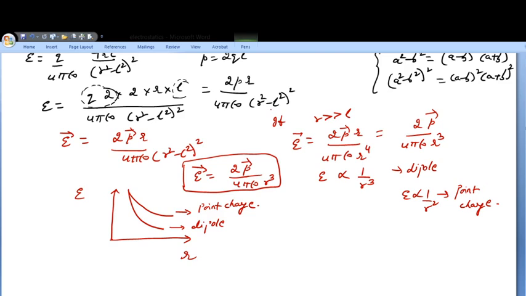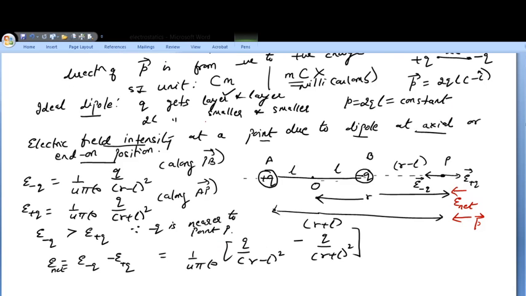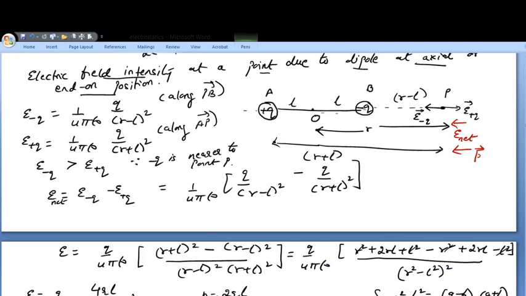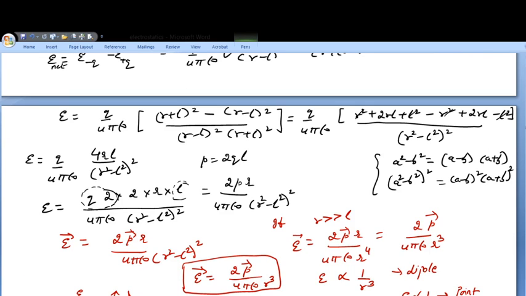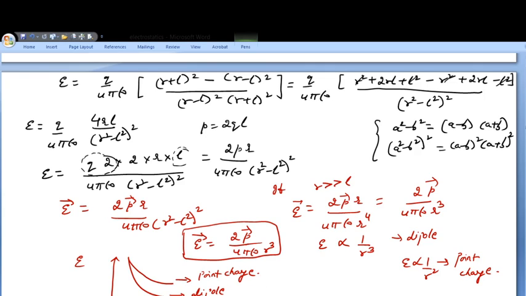So let's get back to this derivation. Just a quick recap of this derivation. What we have to do is find out the electric field intensity at a point due to dipole at axial. So this line which is here is axial. What method you have to employ here is that you find the electric field intensity due to plus Q, due to minus Q, and then you take the net electric field. Once you take the net electric field, you just have to rearrange the terms. You have to do some mathematics here, then you put this condition R very much greater than L, and you get the answer E is equal to 2P upon 4 pi epsilon naught R cube.